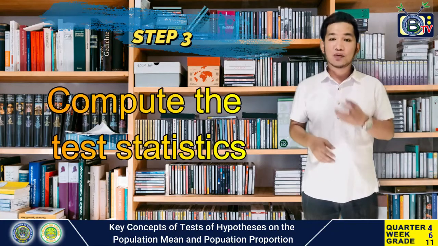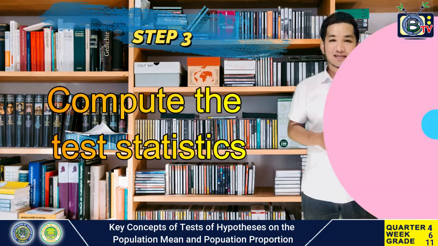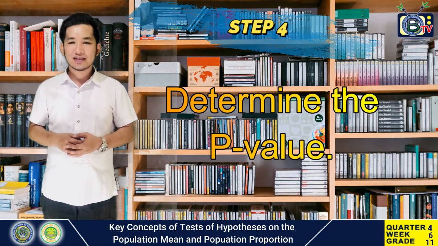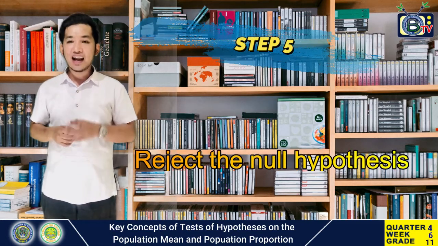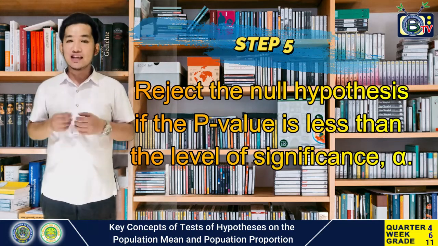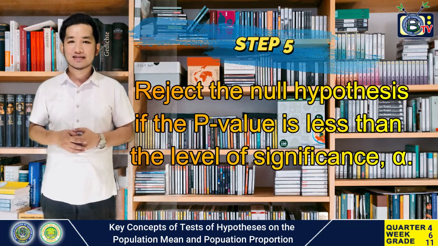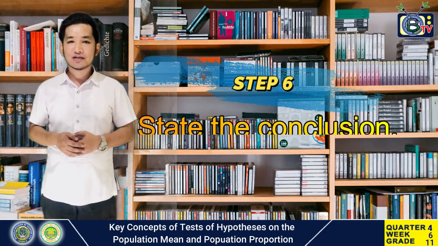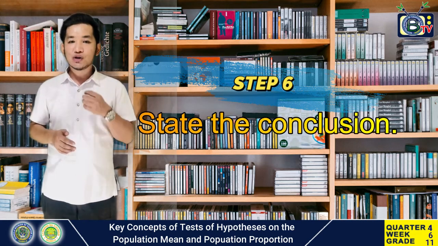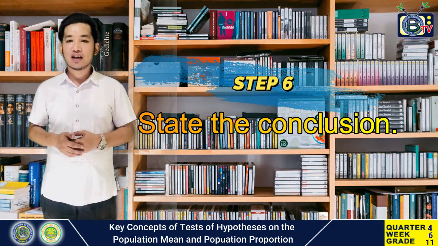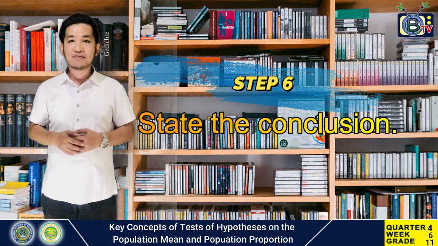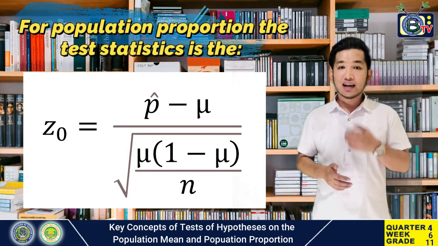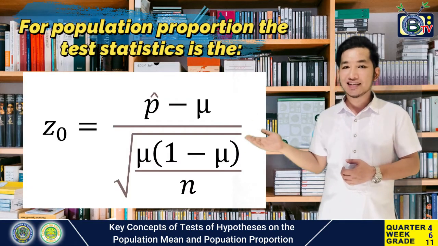Step 3. Compute the test statistic. Step 4. Determine the p-value. Step 5. Reject the null hypothesis if the p-value is less than the level of significance. Step 6. State the conclusion. When you state a conclusion, you should also include a measure of strength of the results based on the p-value. For the population proportion, the test statistic is shown in the formula.